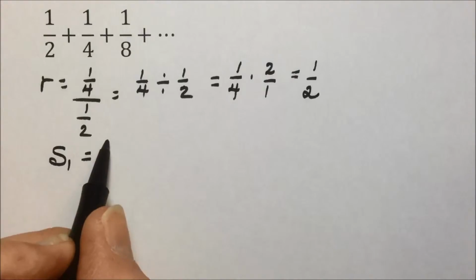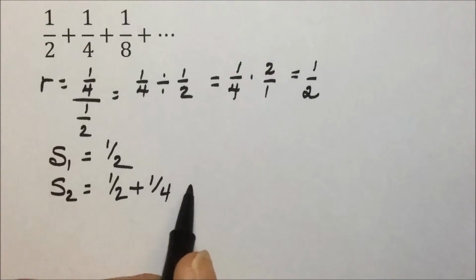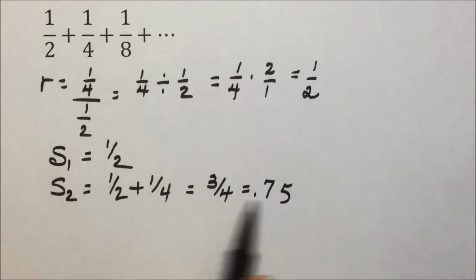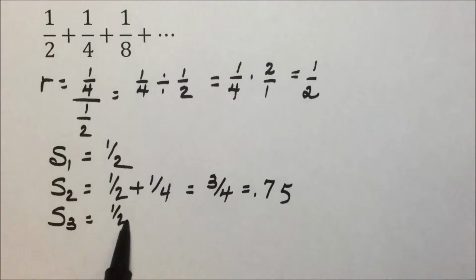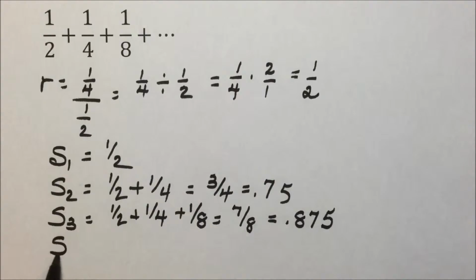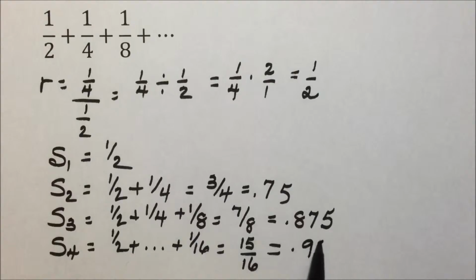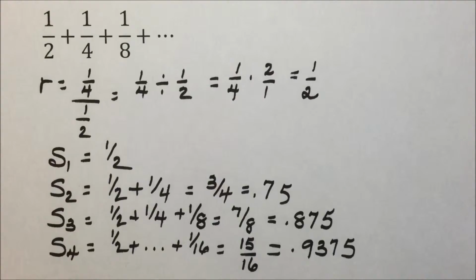Let's look at some of the first values. The sum of the first term is 1/2. The sum of the first two terms would be 1/2 plus 1/4, which ends up with 3/4 or 0.75. The sum of the first three terms, again, 1/2 plus 1/4 plus 1/8, getting smaller, ends up being 7/8 or 0.875. The sum of the first four terms, 1/2 plus 1/4 plus 1/8 plus 1/16, results in a sum of 15/16. As you notice, our leaps aren't as large as they previously were, and we have a value of 0.9375, and we've only added the first four terms together, and we're talking about an infinite sum here.